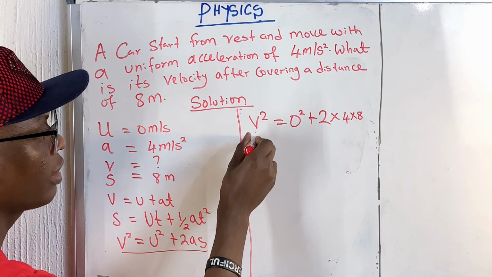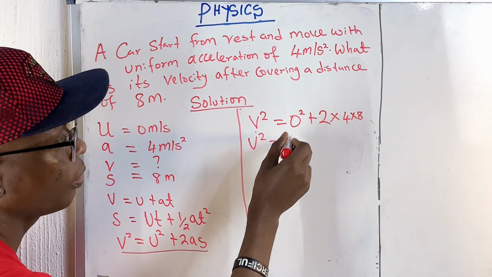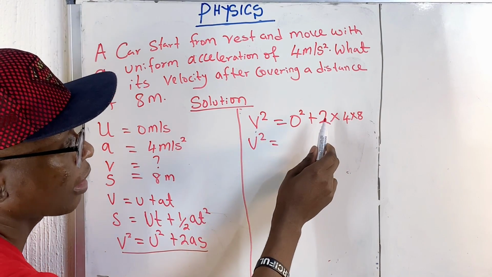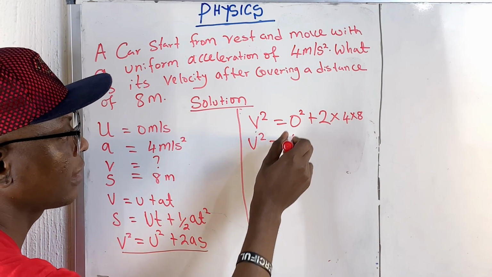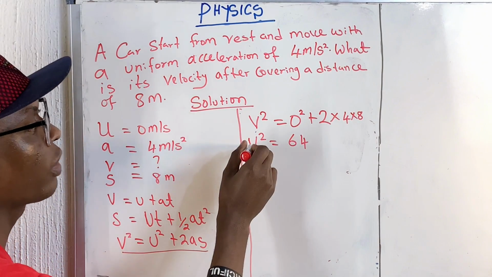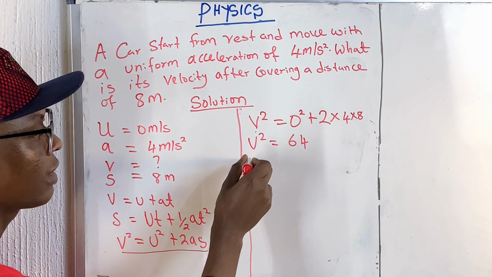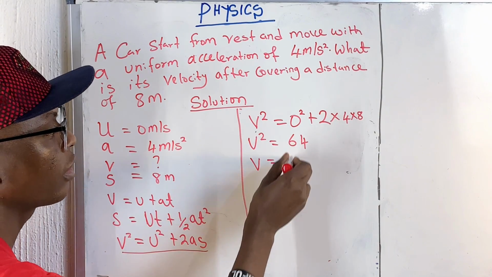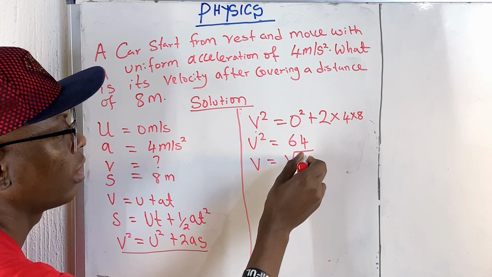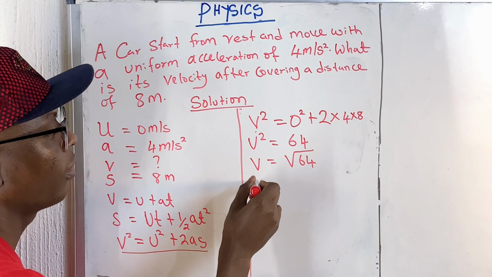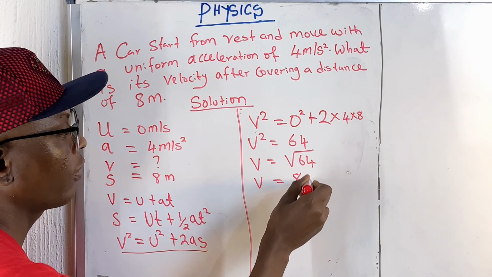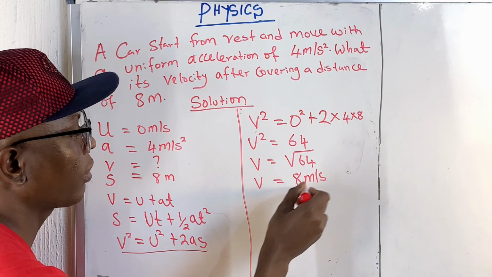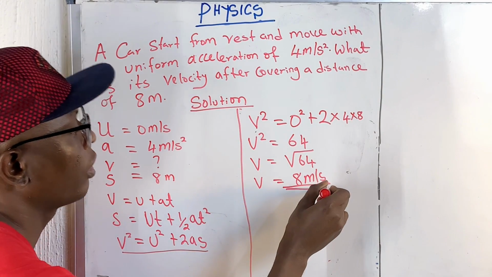So I'm left with v squared is equal to 0 squared, which is 0, plus, guys, what's 2 times 4? 2 times 4 is 8. 8 times 8 is what? 64. I'm looking for v, which is my final velocity. v will be the square root of 64, and v will be 8. The unit for velocity is meters per second. Always remember to put your unit.